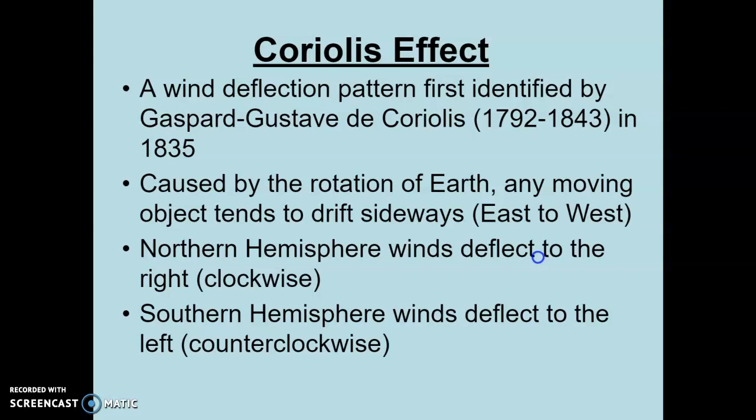Because of that, any moving object is going to move off to the side because of Earth's rotation. Now, in the northern hemisphere, winds deflect things to the right, so clockwise. In the southern hemisphere, the winds deflect to the left, so counterclockwise. I will post a video that will reinforce this understanding, and you can visualize it a little better.